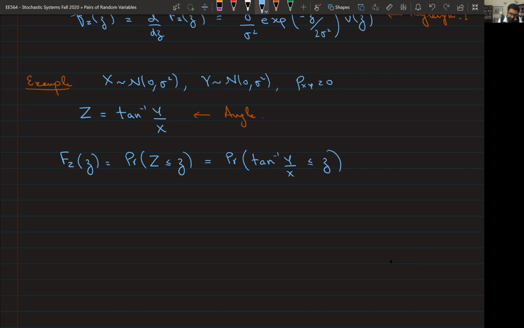And how do I do this? In order for me to do this, I just need to integrate the joint PDF. The joint PDF is 1 upon 2 pi sigma squared e raised to power minus x squared plus y squared by 2 sigma squared, dx dy. Why is this the joint PDF?